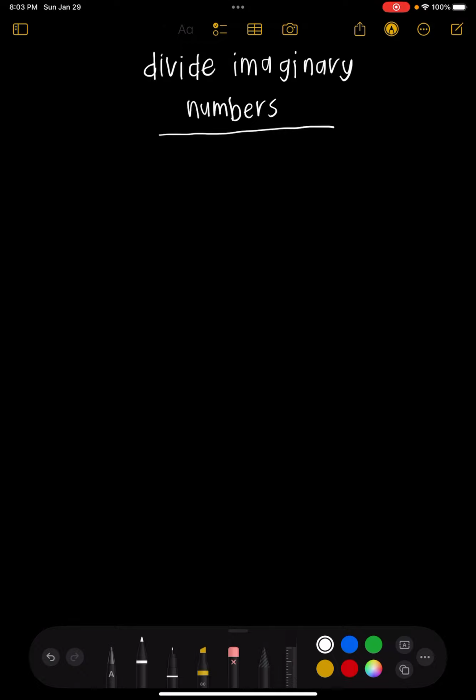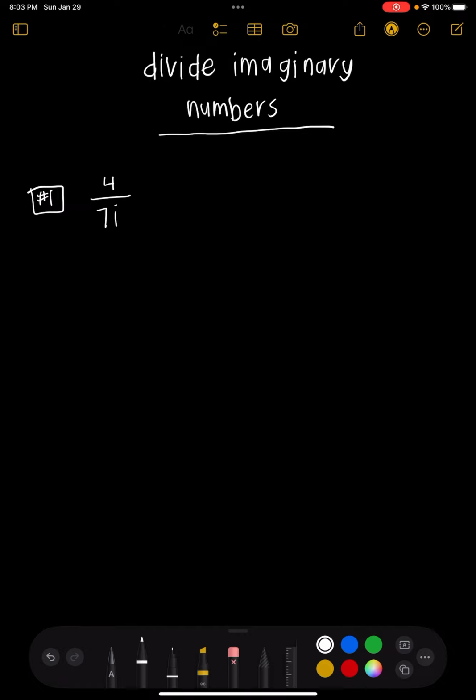We can still have imaginary numbers on the numerator, or on the top of the fraction, we just can't have them on the bottom. So let's get started. The first example is 4 over 7i, and automatically notice that there's an imaginary number on the bottom. So we want to rationalize the denominator.